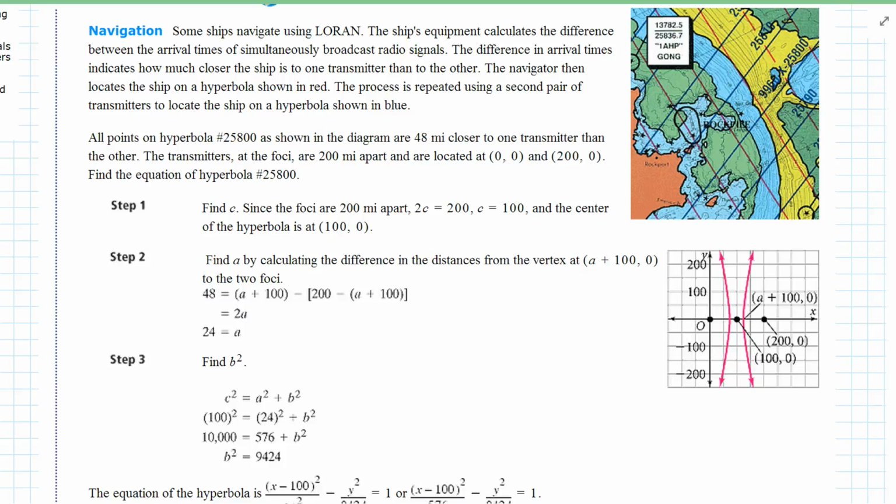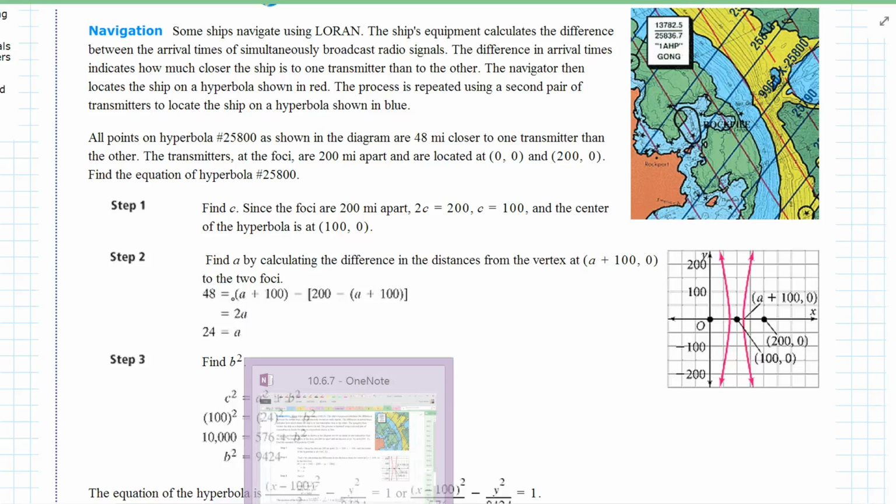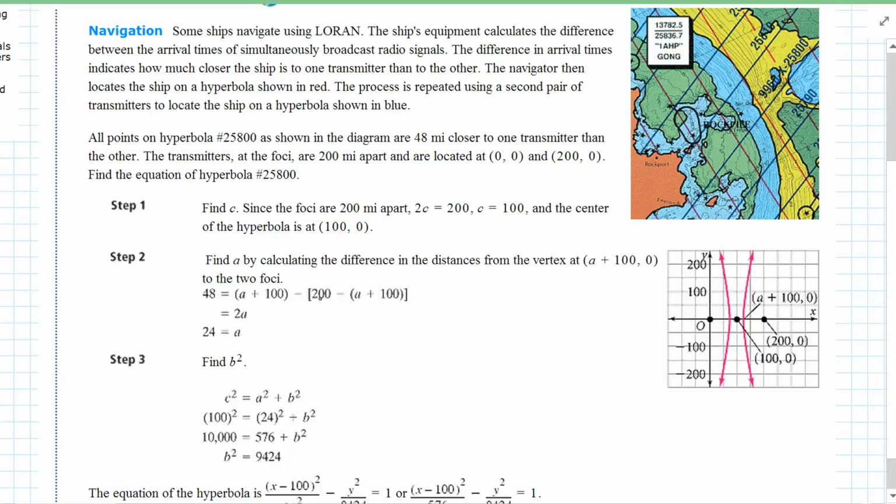Step 1, find C. Since the foci are 200 miles apart, 2C equals 200, so our C value would be 100. The center of the hyperbola is easily found at (100, 0). Find A by calculating the difference between the vertex at A plus (100, 0) and the two foci. The difference we said would be 48, so 48 divided by 2A is 24. So our A value is 24.